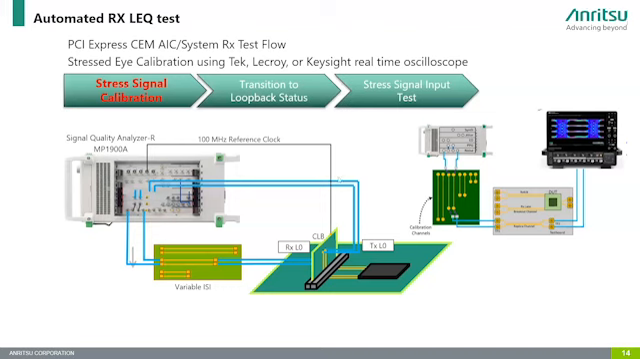As I said, the calibration is the most important to achieve the stressed eye. We are partnered with Tektronix and LEQ. So LEQ and Tektronix provide automated calibration software, and it also works with Keysight real-time scopes. So all three major vendors of real-time scopes can be used with this.